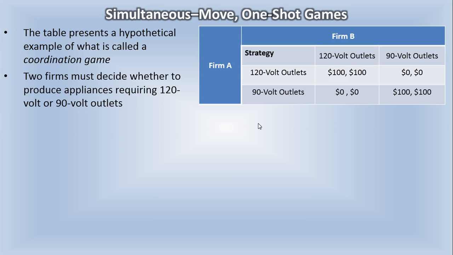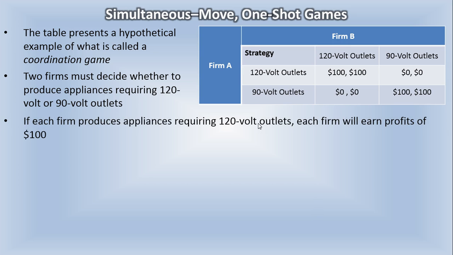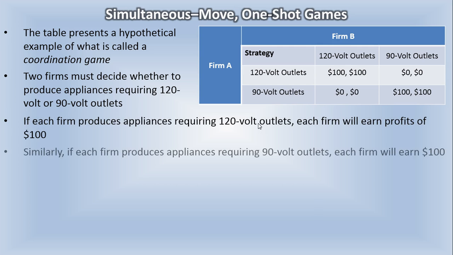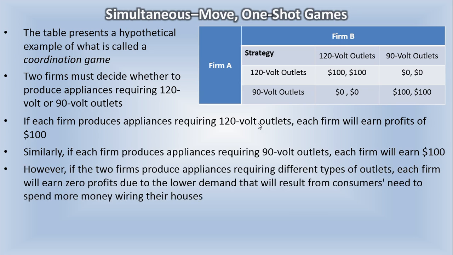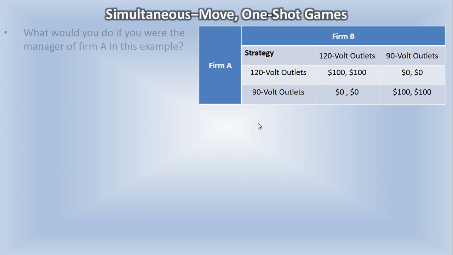Two firms must decide whether to produce appliances requiring 120 volt or 90 volt outlets. If each firm produces appliances requiring 120 volt outlets, each firm will earn profits of 100. Similarly, if each firm produces appliances requiring 90 volts, each firm will earn $100. However, if the two firms produce appliances requiring different types of outlets, each firm will earn zero profits due to the lower demand that will result from consumers' need to spend more money wiring their houses.